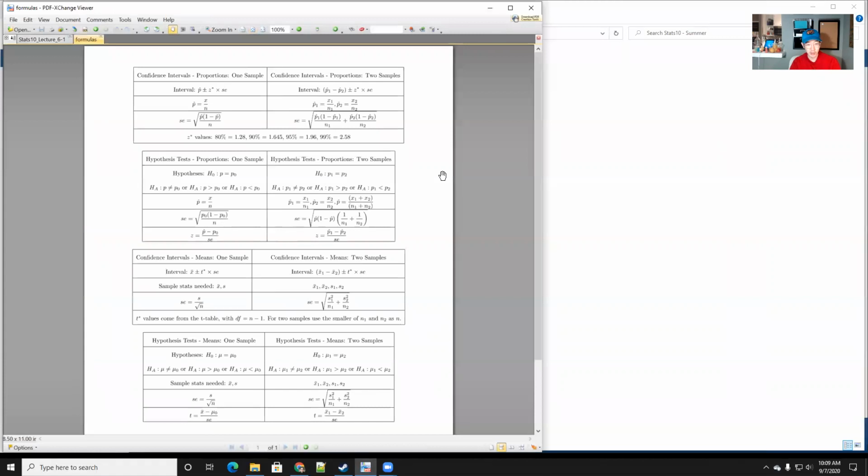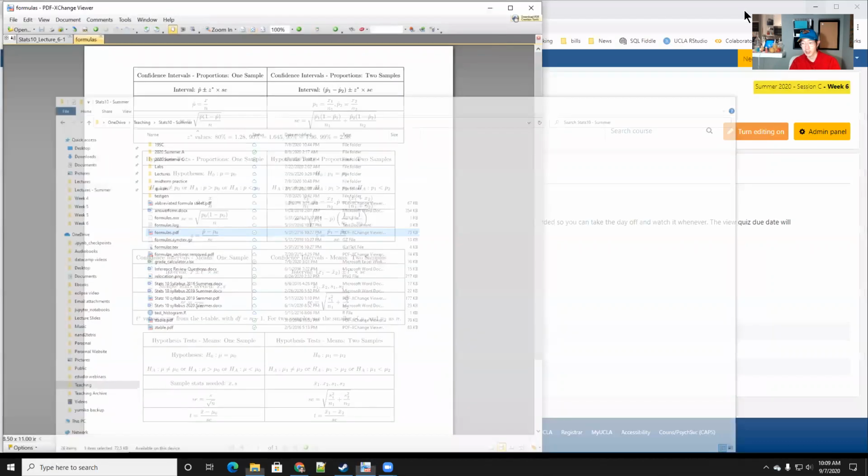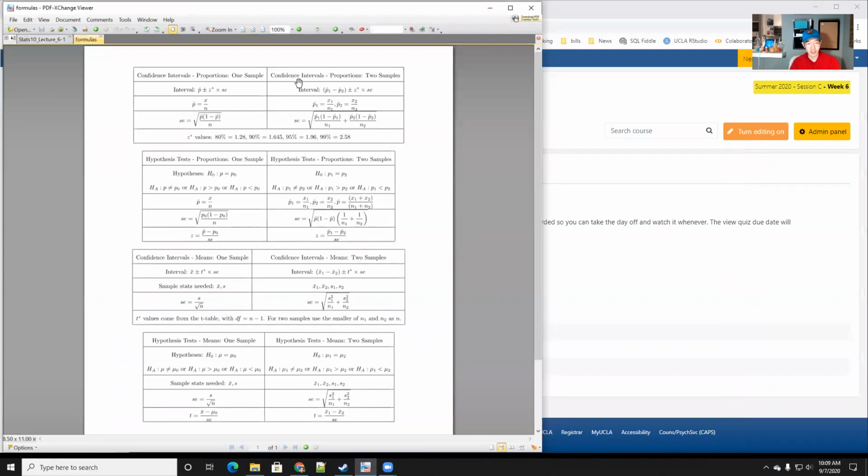Now, one thing to note is that there's one thing we did not cover. I skipped over in this class these confidence intervals for proportions, two samples. So basically, we've covered everything. There's 8 little sections here, and we've covered 7 of them. We did not cover this one. You can put an X through that.